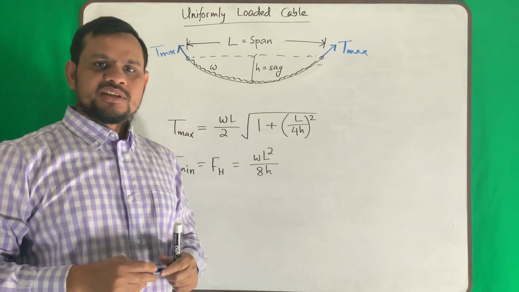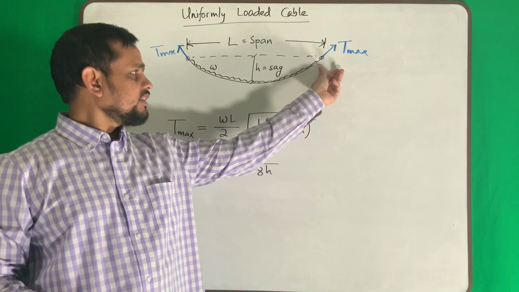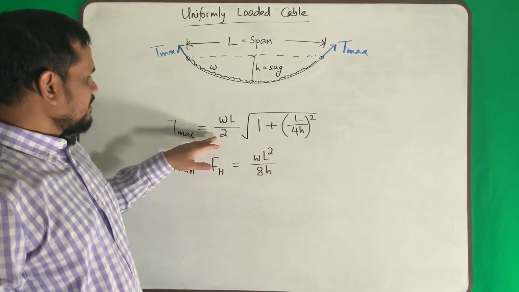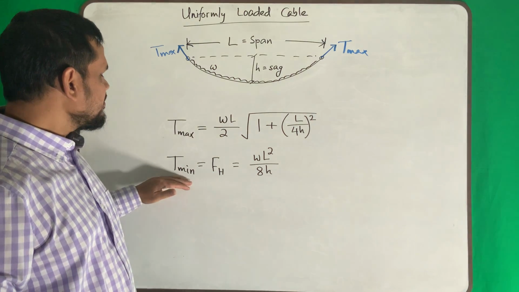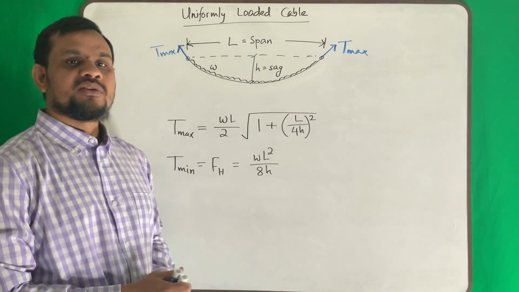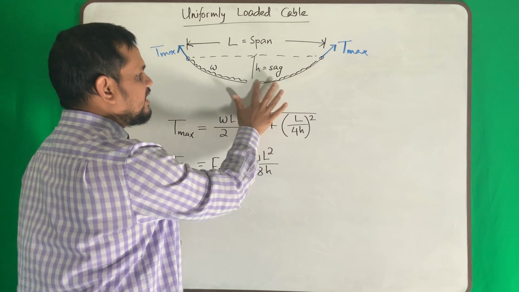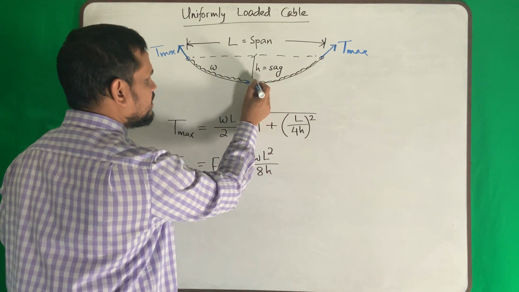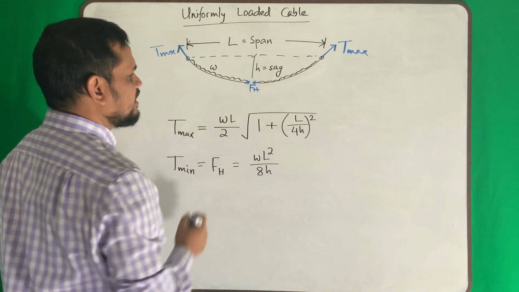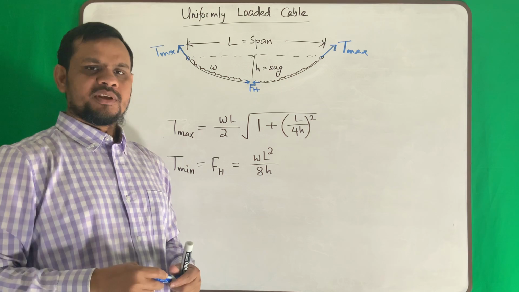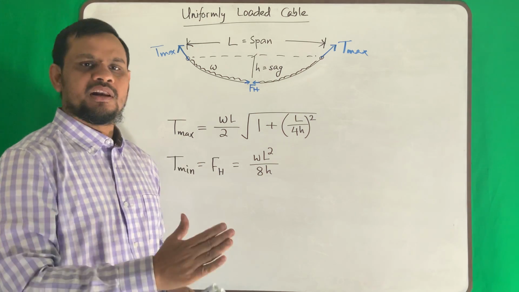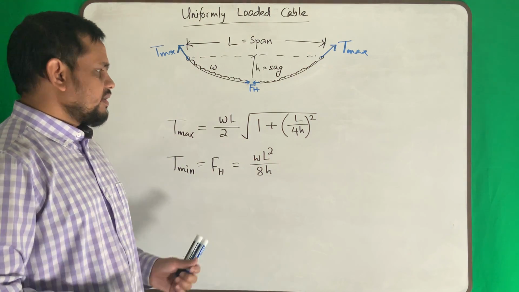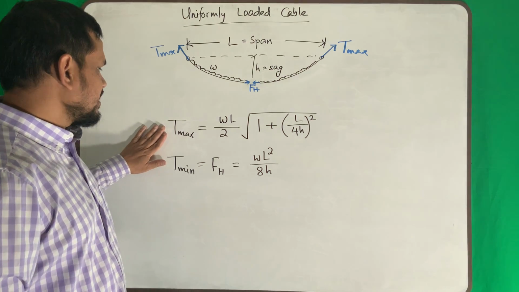If the problem asks what is the tension at the support, then you will mean that it is the maximum one. We can find it using this equation. The minimum occurs at the middle where it is horizontal. I have only horizontal force, called FH, and this is also the minimum force. The minimum force in a cable occurs at the middle, and the value is W L square by 8H. So hopefully you understood the theory. Now we can derive this equation.